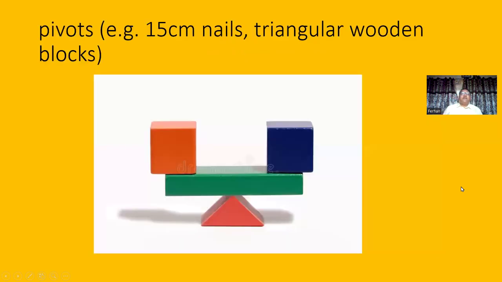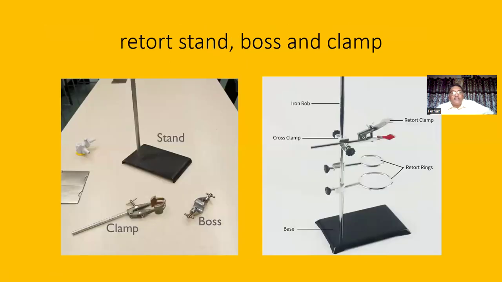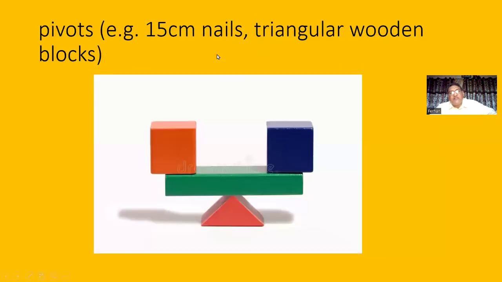Then we have these pivots. These are triangular wooden blocks, and they are used as pivots. In the experiments for the moment, the turning effect or the torque, we use them. We take a meter rod, and we place these wooden blocks under it, and then we hang masses with it to prove the principle of moments. So these are pivots. You should remember them.